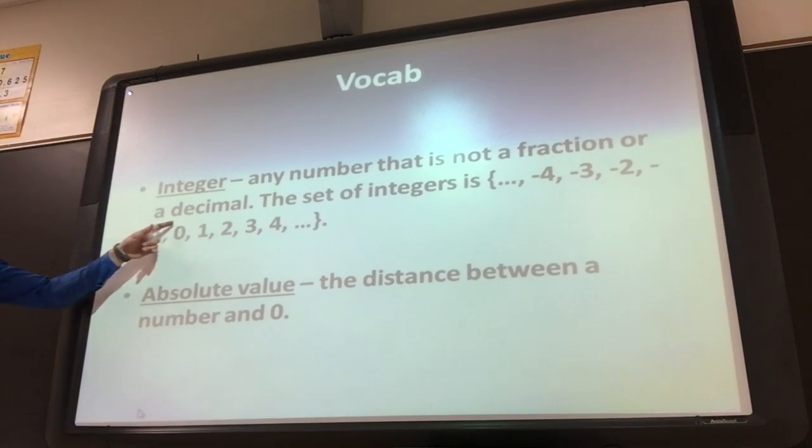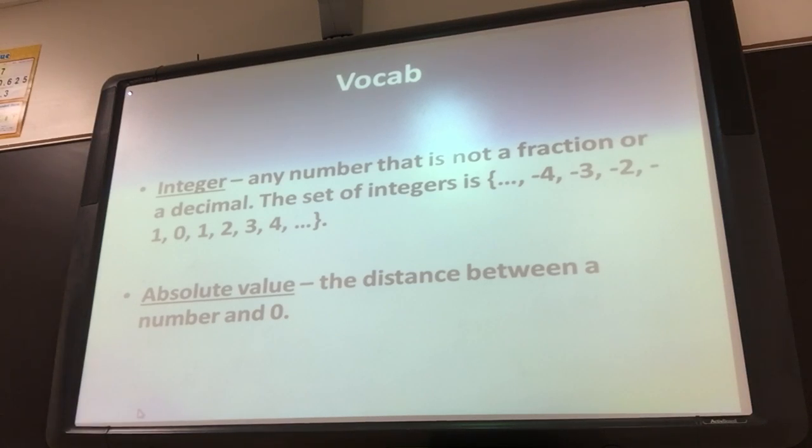And notice that 0 is an integer as well. 0 is not positive or negative. It's called a neutral number. So it's just by itself, 0. But 0 and then any positive whole number, and then the negatives as well.